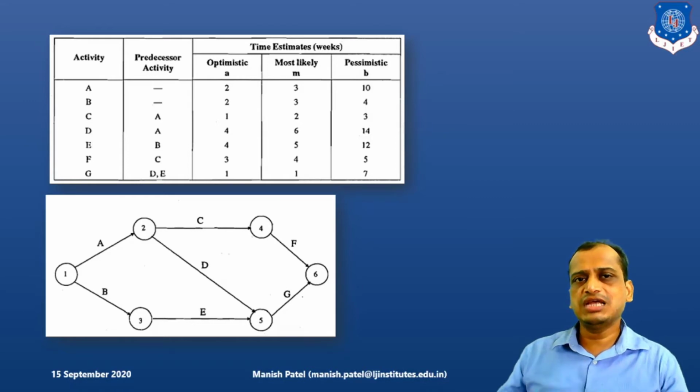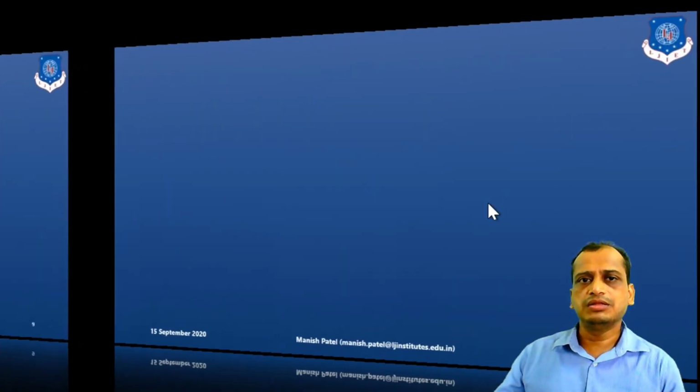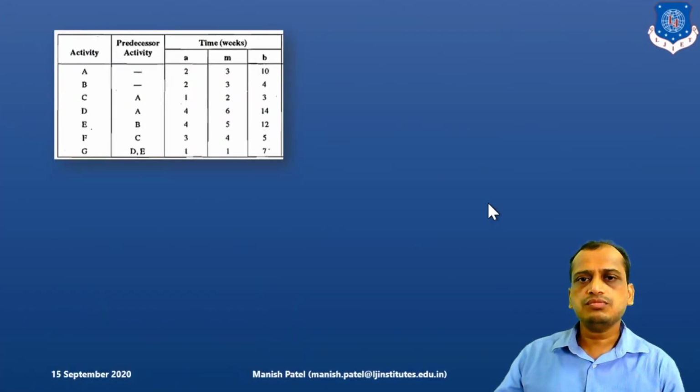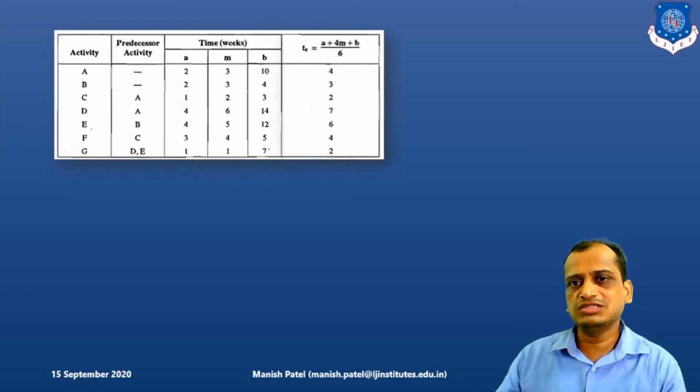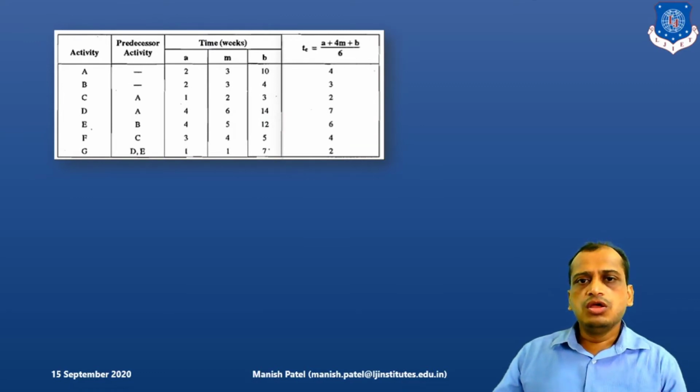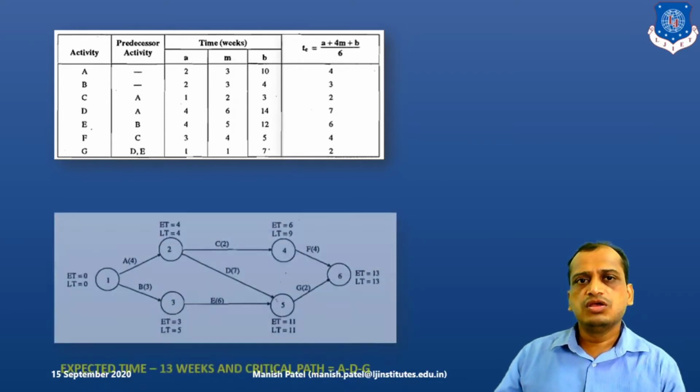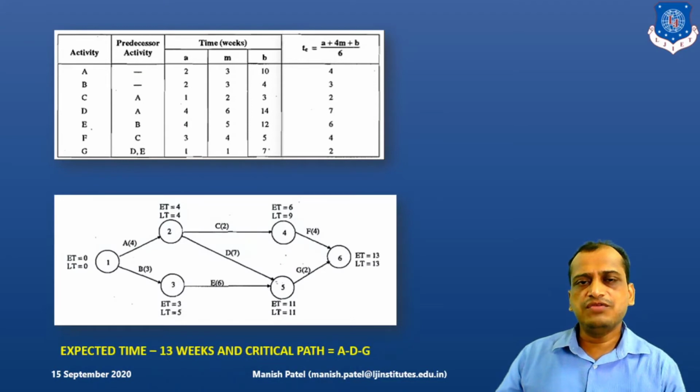So what is the next step? Based on this network diagram, we will try to find out the critical path. Here, if you see, we have the times given. Based on these, we will find out the expected time. What is the formula here? A plus 4M plus B upon 6. So we have got the estimated, or expected, time. Based on the expected time for each and every activity, we will look into the network diagram and find out the critical path.